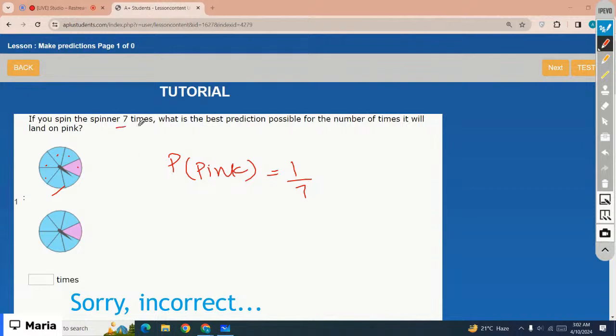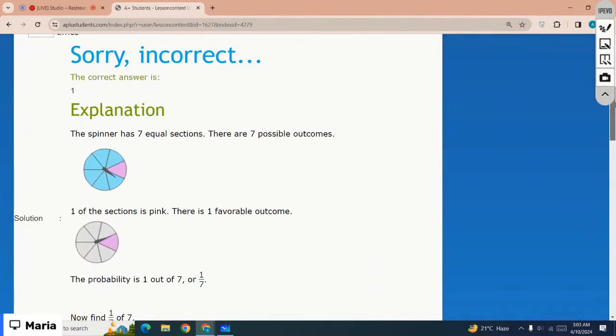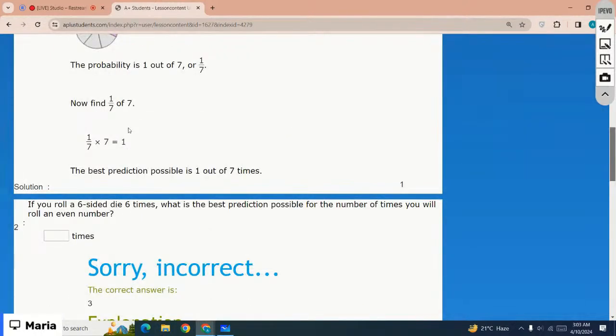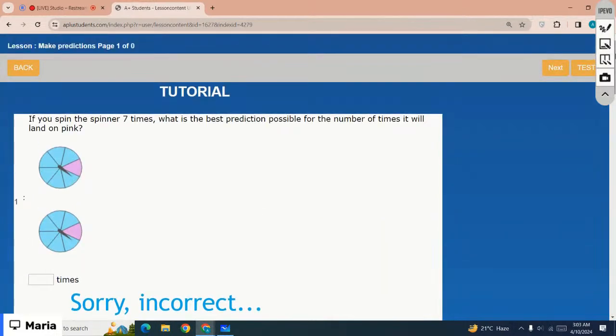Now, you spin the spinner 7 times. So, you have to multiply the probability of pink by 7 times. So, 7 and 7 cancel out. You are left with 1. That means the best prediction is if you spin the spinner 7 times, it will land on pink only 1 time. Got it? The correct option is 1. You can see here, the probability of pink is 1 out of 7, right? Now you have to find 1 out of 7 of 7. The best prediction is 1 out of 7 times. Got it? Let's just start with the test questions.